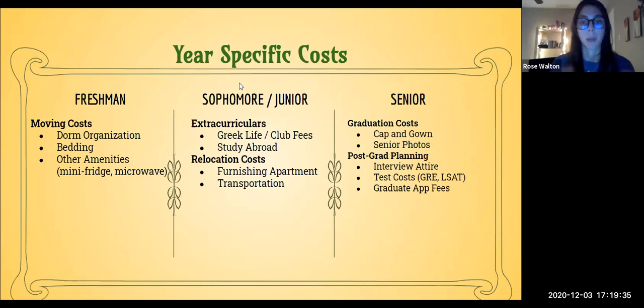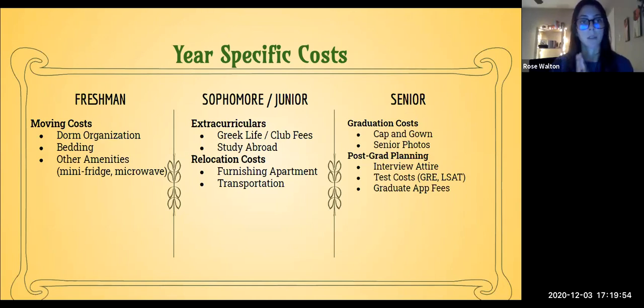So graduation, cap and gown, senior photos, as well as any interview attire, test costs for the GRE or LSAT, or any graduate tests if you're going to graduate school, any application fees as well. I know this might be a lot, but we do have some tips to help you out.